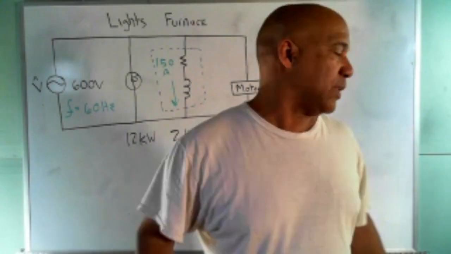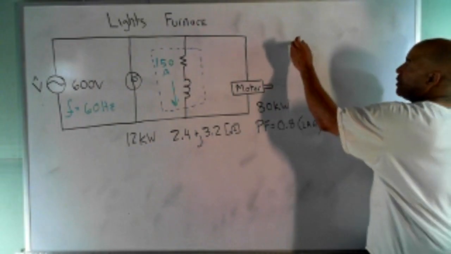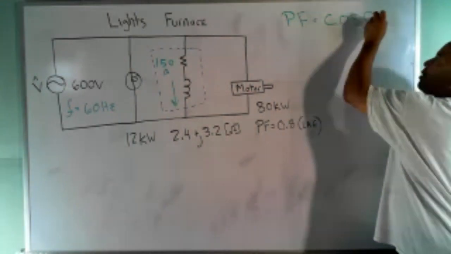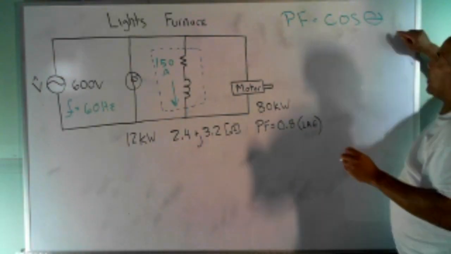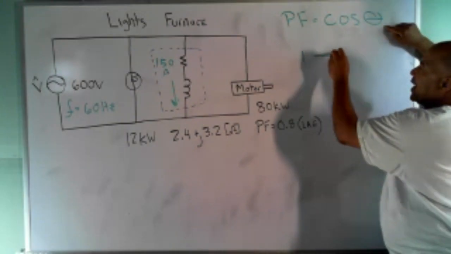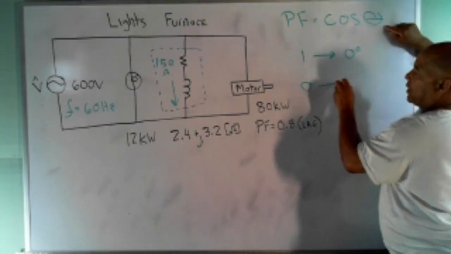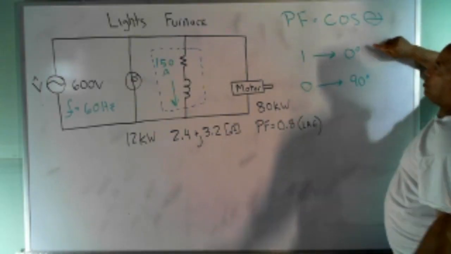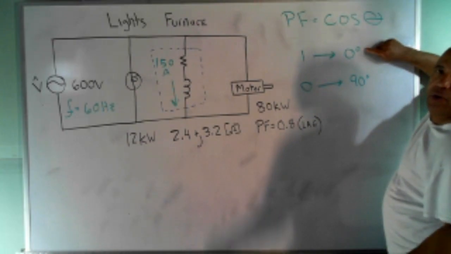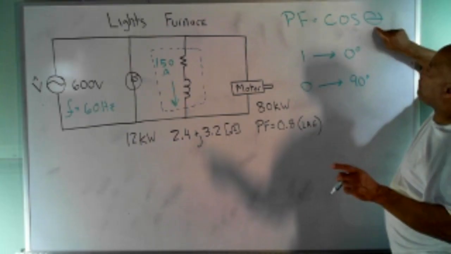Okay, here's what's happening. Remember what I said a few weeks ago, or maybe a few days ago, that the power factor is the cosine of the angle between the voltage and the current. And the cosine is 1 when this theta right here is 0 degrees. And the cosine is 0 when theta is 90 degrees. So when is the phase angle between the voltage and the current 0? Well, it's 0 when I have a resistor. So if I have a totally resistive circuit, my power factor will be 1.